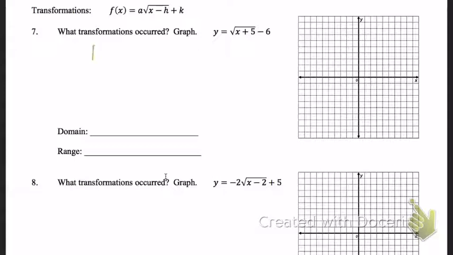Left 5 and down 6. So left 5, down 6, there's no reflection, there's no vertical stretch or compression. So I'm going to start at 0, 0, and then I'm going to go left 5, and I'm going to go down 6, and that is where my dot is going to be.